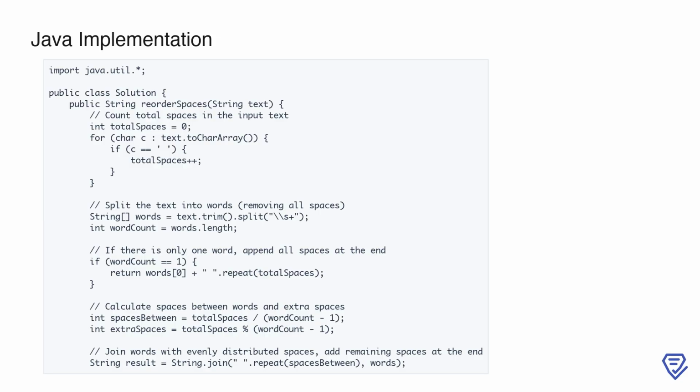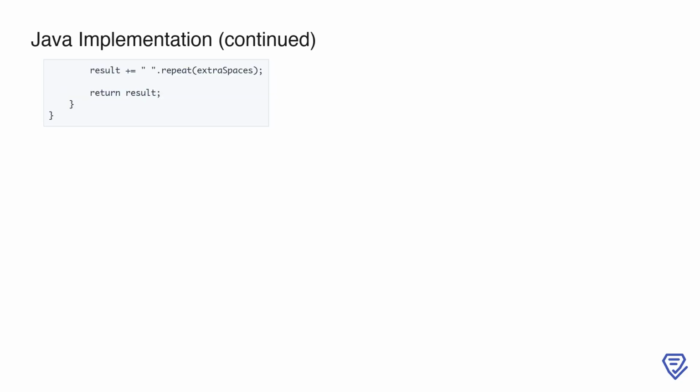Finally, we start constructing the result by joining the words with the evenly distributed spaces using String.join, where the number of spaces is repeated as required. Once the main portion of the result string is constructed, we handle the remaining spaces. These extra spaces are added to the end of the result using the repeat method to append the appropriate number of spaces. Finally, we return the result, which is the rearranged text with spaces distributed as specified.